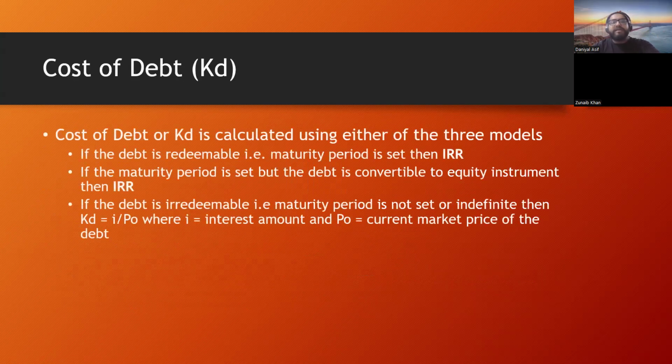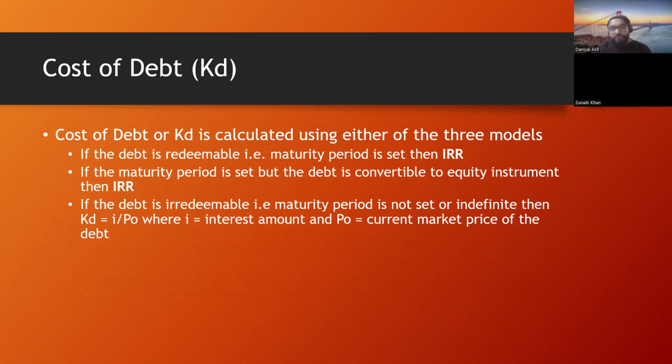Cost of debt. Cost of debt or KD is calculated using three models. If the debt is redeemable, which means the maturity period is set, then we use IRR. IRR is internal rate of return. What you do in this case is you take your cash flows of the debt and you calculate two NPVs, one at a lower rate and one at a higher rate, and then you use the IRR formula to calculate the IRR at which your NPV of those cash flows will be zero. That rate is your cost of debt.